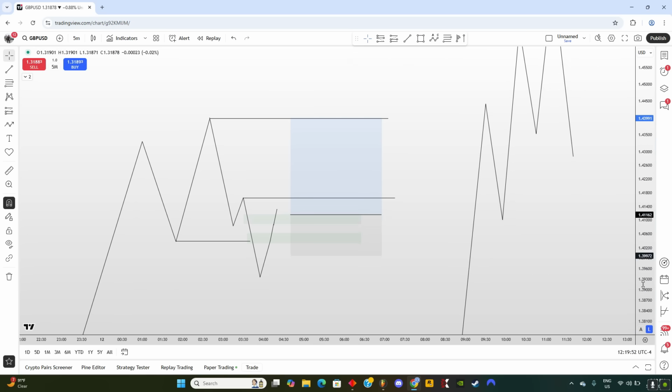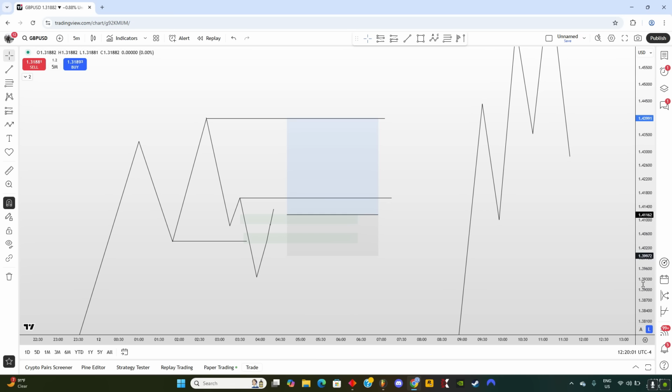This is probably the best entry model that you can trade with the trend. Number one, you are getting in as soon as possible. So right after the inversion, you're taking a trade. You're not looking for a market structure shift. You're not looking for a change in a state of delivery. You're simply taking your trade after a market structure shift.